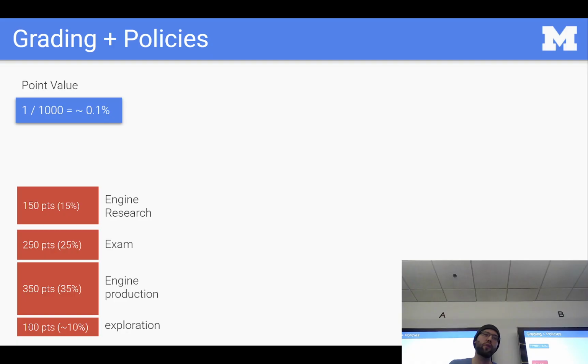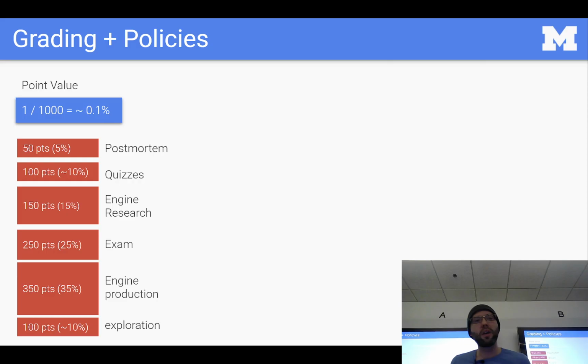You're going to get these 150 points without a whole lot of sweat. And that's engine research, 15%. The quizzes will be about 100 points, 10% of the overall grade. Do the best you can on that. And you've got one postmortem assignment at the very end of the course where you write up and reflect on your experience developing the engine, and that's going to get you 50 points pretty easily, okay?